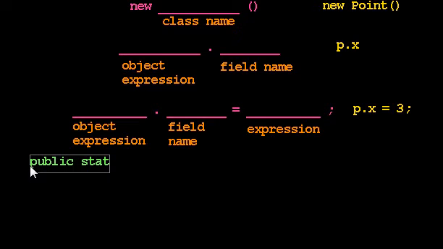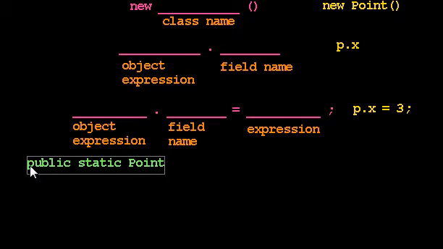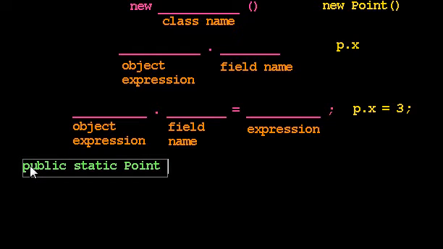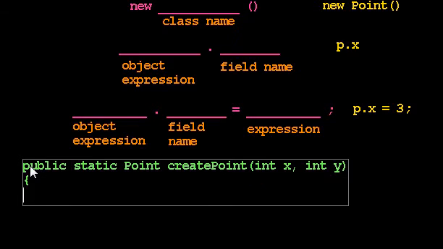Public static Point. I'm writing a method that returns a point. We wanted to see what that would look like. I'm going to call it createPoint, because that's what this method is going to do. All this method is going to do is take two integer values and bundle them up together to form one of these point objects. So how do we do that?